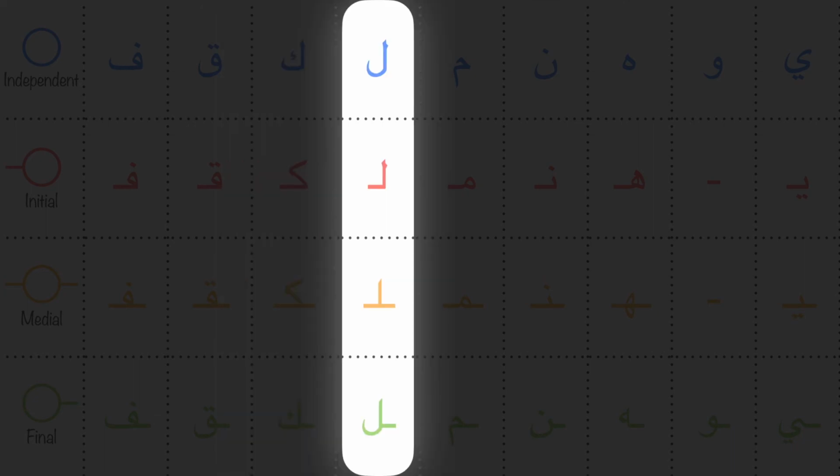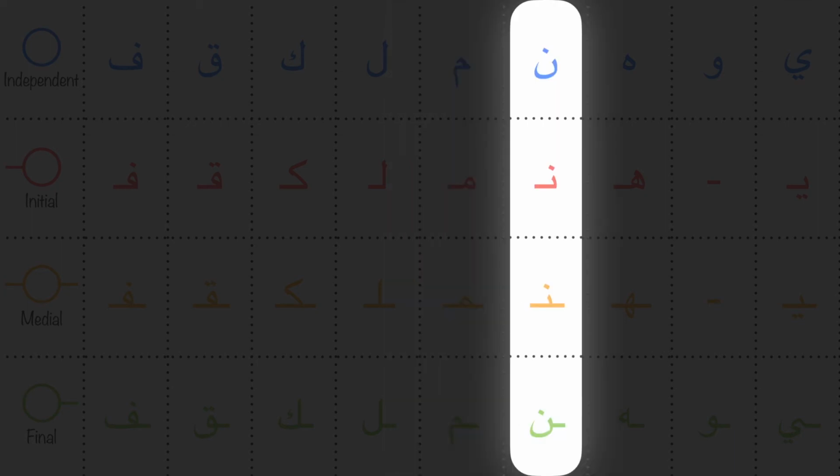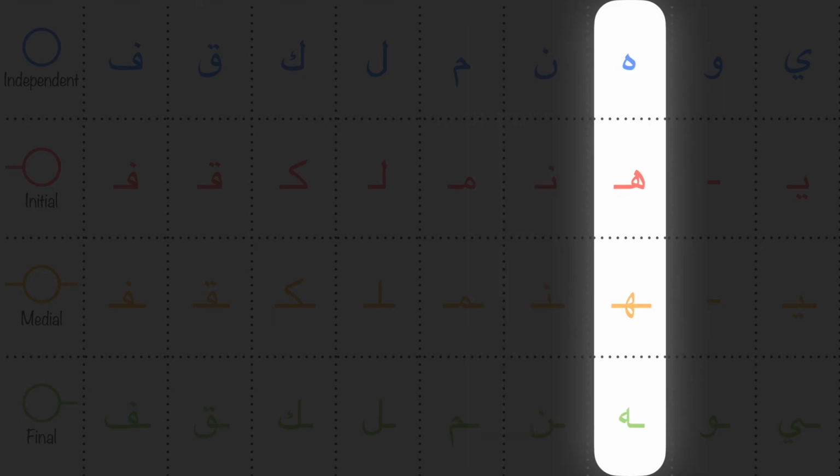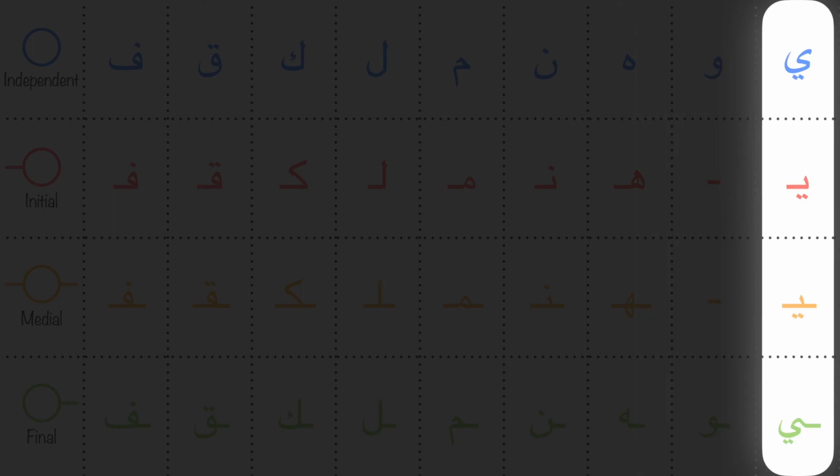then Lam, then Mim, then Noon. The initial and the medial shapes of Noon are the same as Ba, Ta and Tha, regardless of dots. Then we have Ha, then we have Waw, and it has also 2 shapes. Then Ya. The initial and the medial shapes of Ya are also the same as Ba, Ta, Tha and Noon.